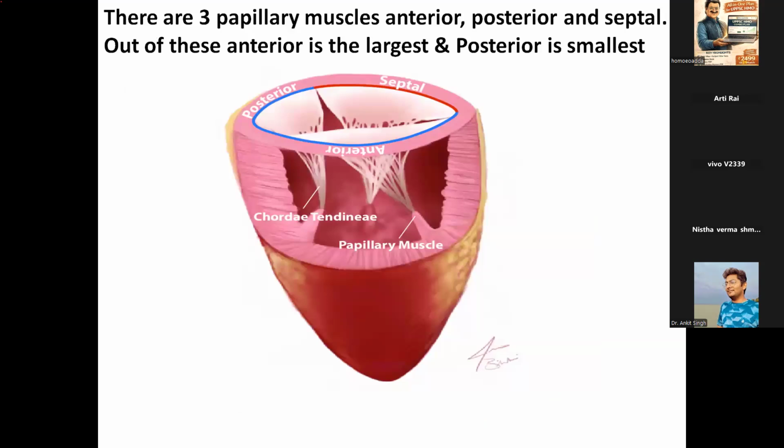There are three papillary muscles: anterior, posterior, and septal. Out of these, the anterior is the largest and the posterior is the smallest, right? As you can see, these papillary muscles are attached to the valve by chordae tendineae. So there are three pairs of chordae tendineae from the papillary muscles up to the valve.